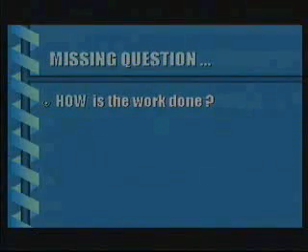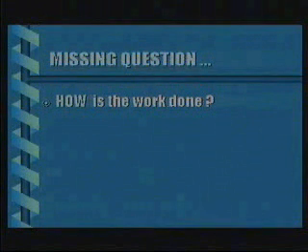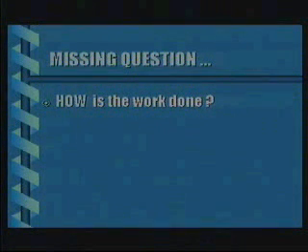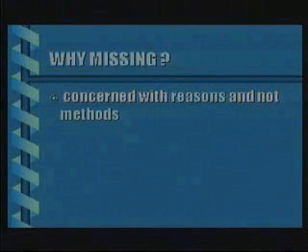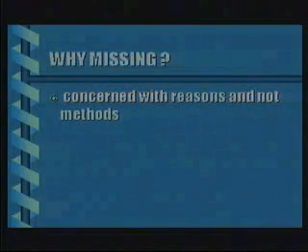Okay. What you must have seen is that one particular question was missing. That question is how. How is the work done? How is the factory or organization or department doing its work? What are the procedures? Now this particular question was missing because it was a deliberate omission. The reason why it was missing was because system investigation is concerned with reasons and not with methods. You need to find out why a particular thing is being done and not how it is done.